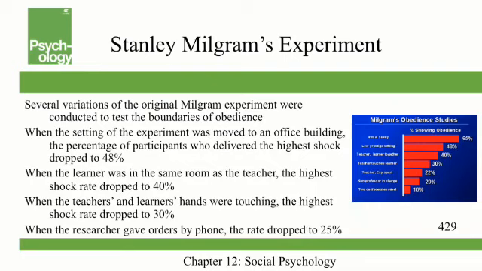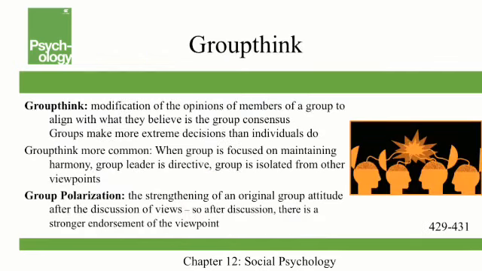And this example I don't ever understand, because I don't know how that didn't cue them in that people weren't really receiving shocks, because if you're holding hands with somebody and they get a shock, you get the shock too. When the researcher gave orders by phone, the rate dropped to 25%. So these variations show that when the humanity of the person being shocked is increased, then obedience decreases. And similarly, when the authority of the experimenter decreases, so does obedience.